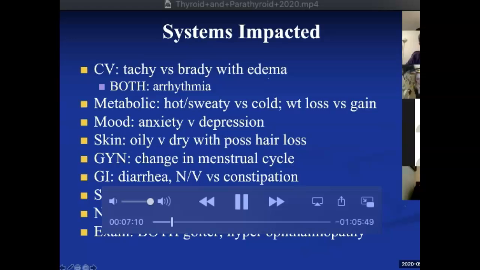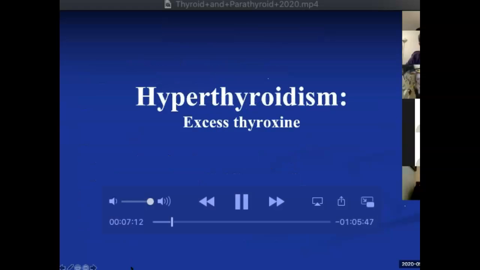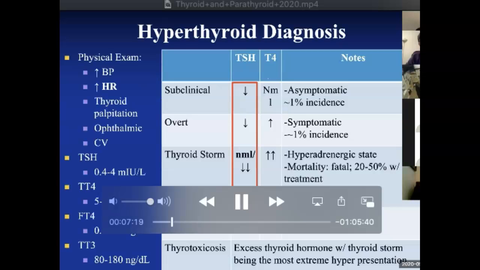All right, so I'm going to keep going here. We're going to talk about hyper first. It is not on all my slides. I just separated it into hyper first, then hypo. So if you need to label them more, please do. So we already talked about this: your palpitations, your ophthalmic changes, eye changes, cardiovascular changes.